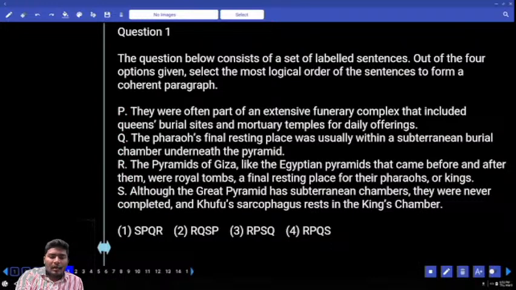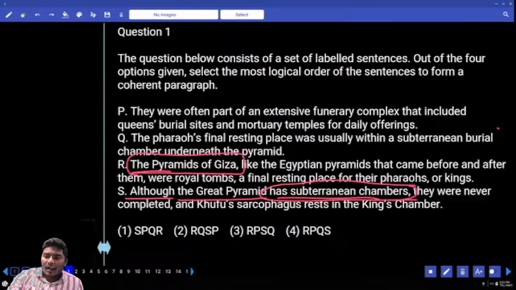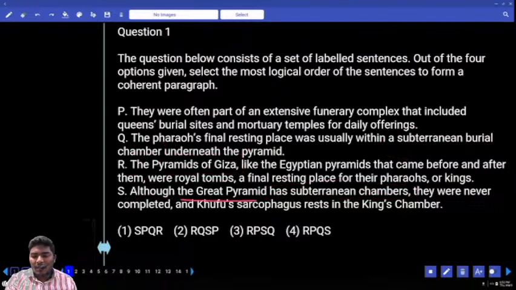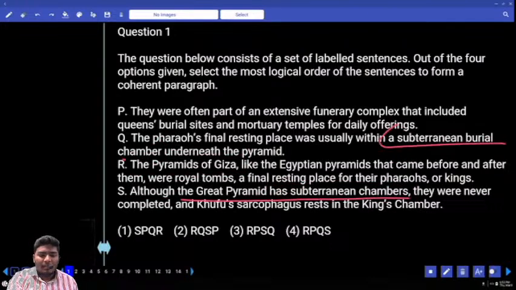Now R, in the R the sentence is "The pyramids of Giza". This is a noun form, maybe the introduction. Coming to S, "Although the Great Pyramid has subterranean chambers." Look at this sentence very carefully, this part, and also go to the Q sentence, "a subterranean burial chamber." Which one is the introduction in these two? "The Great Pyramid has subterranean chambers" or "a subterranean burial chamber"? Which one can be the introduction?